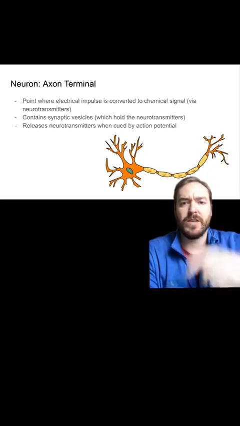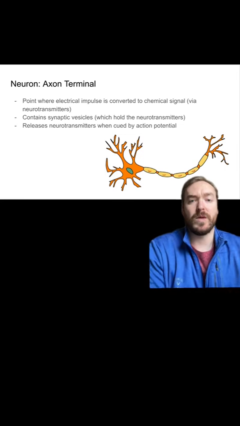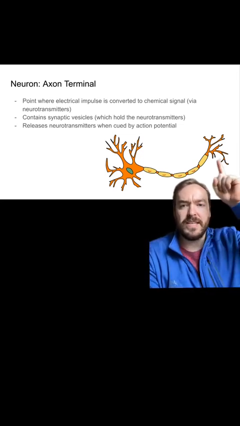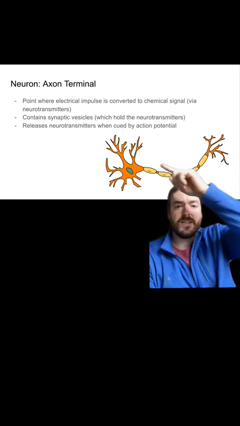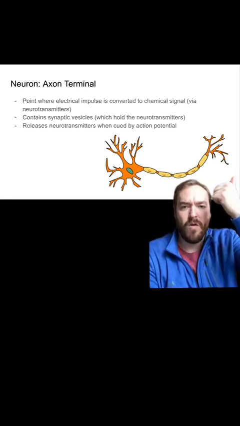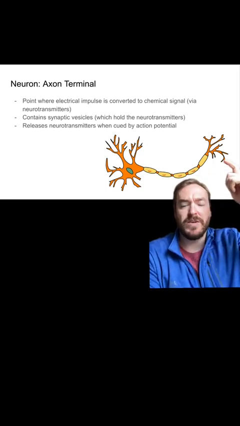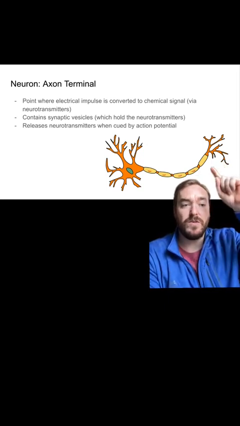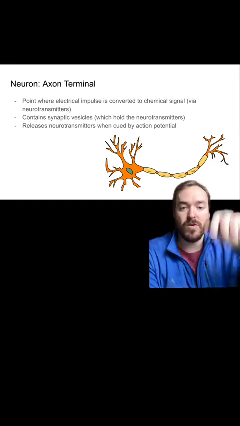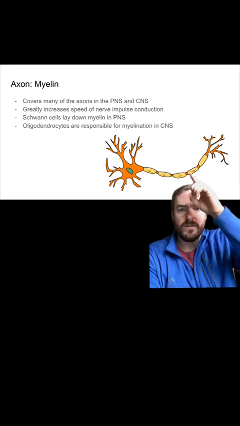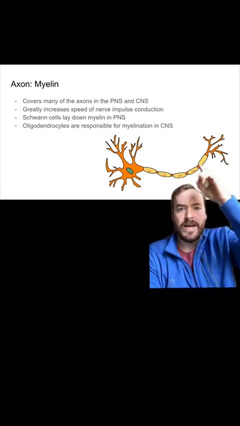Now, the axon terminals are down here at the end of the axon. That's the point where the electrical impulse is converted to chemical signals via neurotransmitters. So these contain synaptic vesicles. These axon terminals are what's going to connect to the dendrites of a different neuron. And then it releases these neurotransmitters when cued by the action potential so that it can communicate with the next neuron.